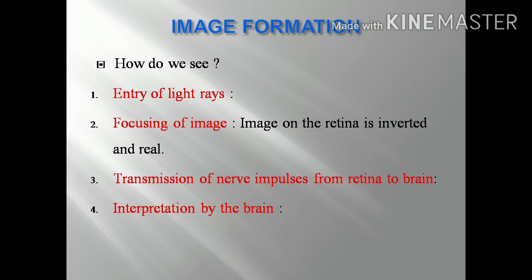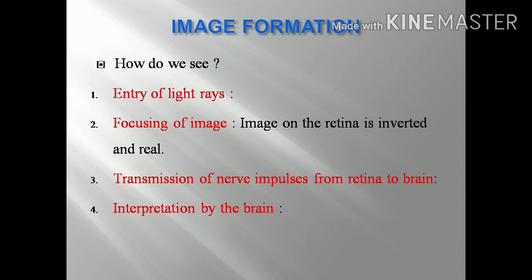In the cornea the light rays converge, then they enter inside the eye and pass through the lens. In the lens also the light rays converge. So in both the cornea and the lens the light rays converge, and later they reach the retina. In the retina all the light rays join at a particular point, and when they join at a particular point, the image forms on the retina. That image is inverted and real.